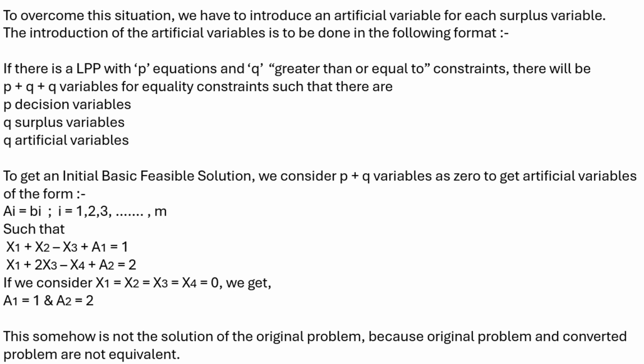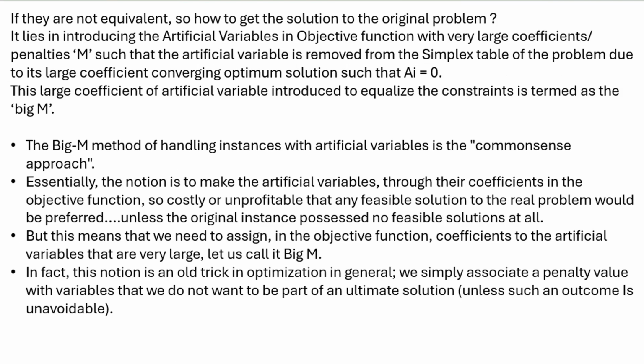And now if we consider all these variables, which include the basic as well as the non-basic variables, which means we consider all the variables including the decision variables and the surplus variables as 0, we get a1 equals 1 and a2 equals 2, which somehow is within the limits set by the constraints of the problem, but somehow is not the solution of the original problem, because we have made some manipulations here. So if it is not equivalent, how to get the solution to the original problem, or the problem to which the solution is desired?